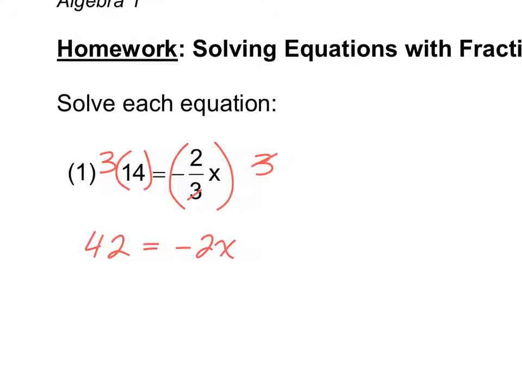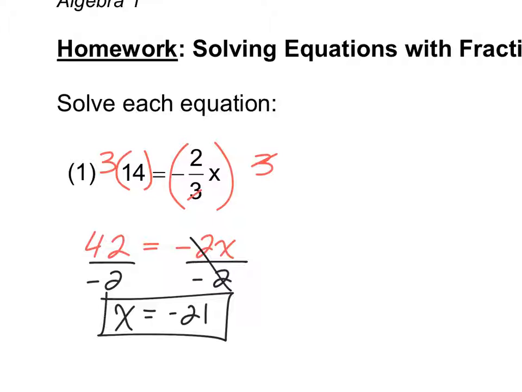3 times 10 is 30. 3 times 4 is 12. Add them together, 42. All right, next step. Divide by a negative 2. X is equal to negative 21. That's a good looking solution right there.